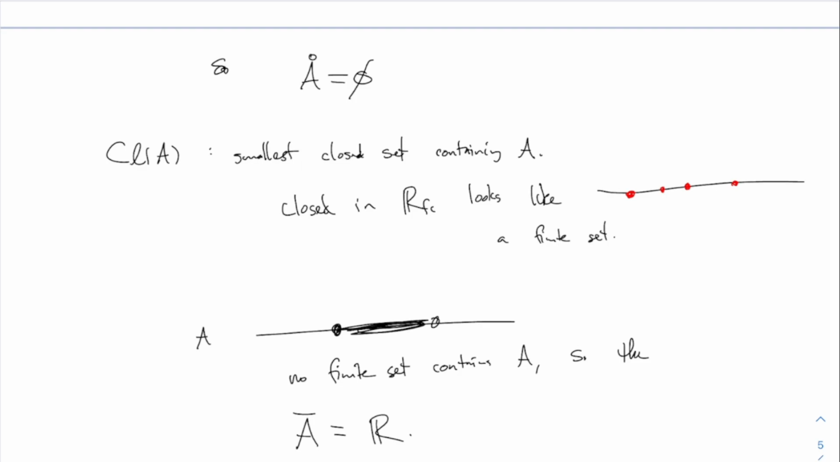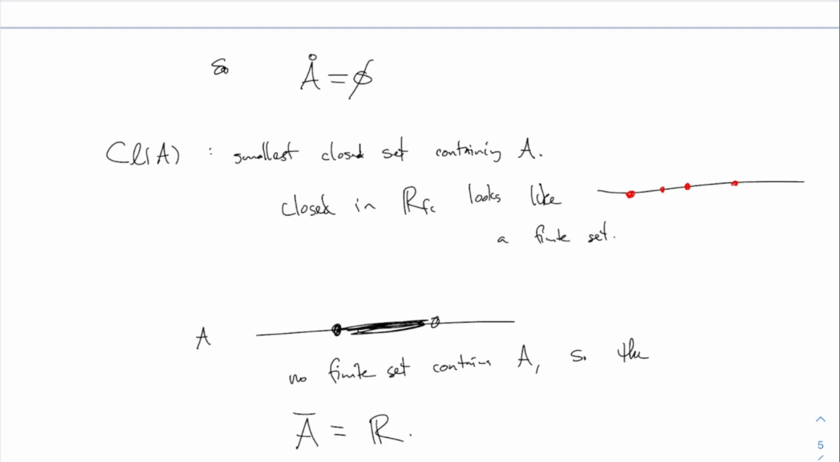There are no smaller closed sets that can contain the original set, because another closed set would have to just look like a finite bunch of individual points, and those cannot contain A. All right, so A bar is all of the real numbers. So this is another example, I guess, of a set which is dense and has empty interior, right? The interior is the empty set, and the closure is the full set of all real numbers. All right.